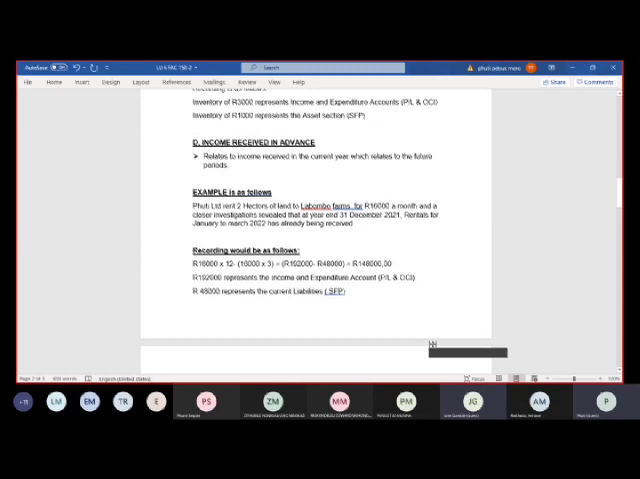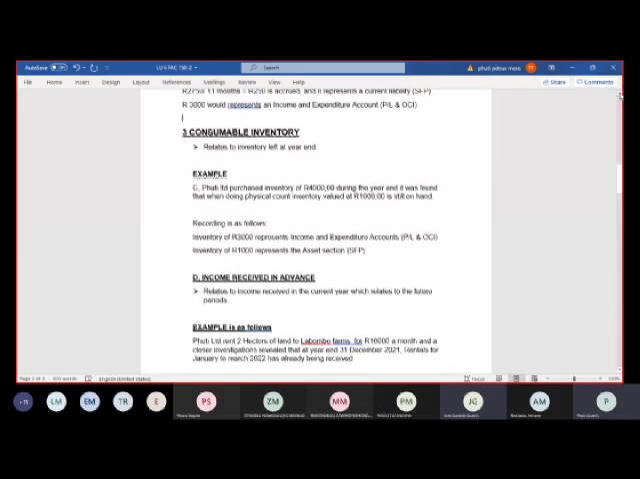Thank you very much. So we have 48,000 income in advance, right? Which needs to be recorded in the financial statements, and under liabilities as income received in advance, correct? Yes, the income received in advance will be 16,000 multiplied by 3 months, so 48,000.